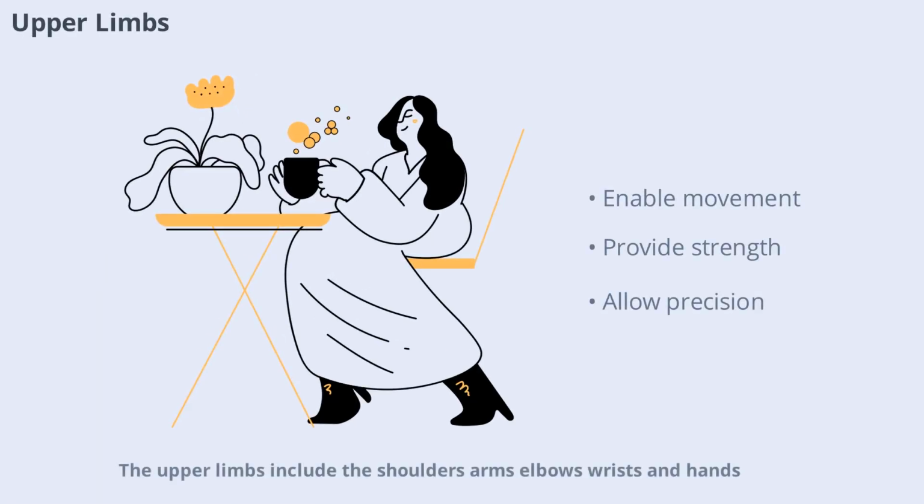The upper limbs include the shoulders, arms, elbows, wrists, and hands. These structures allow us to perform a wide range of movements, from lifting and carrying to writing and creating art.